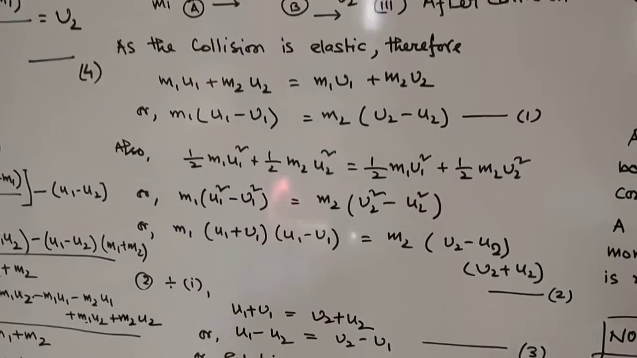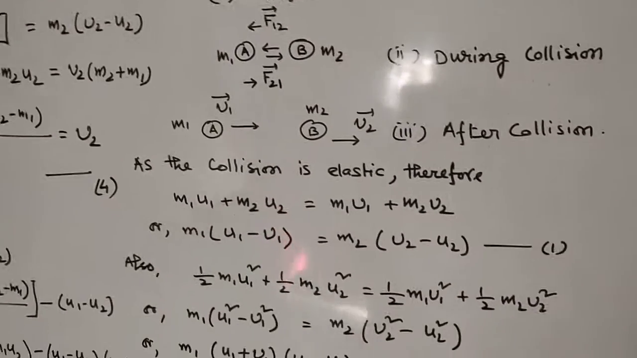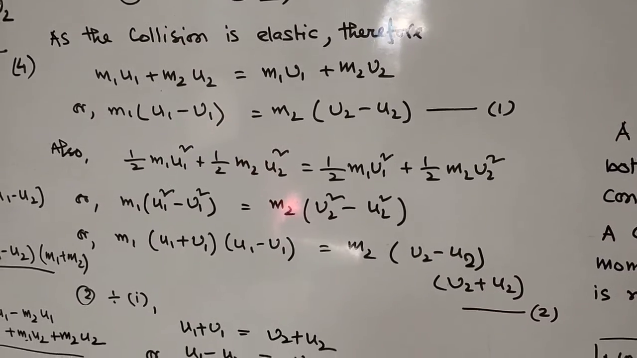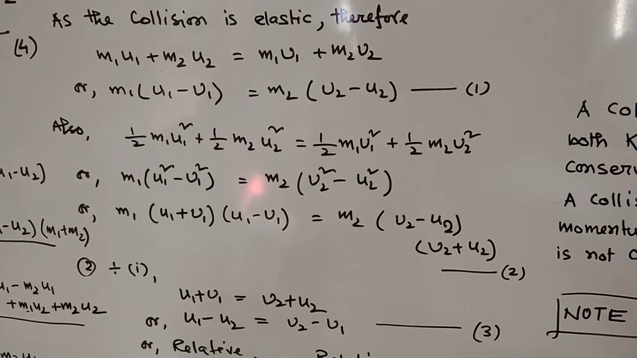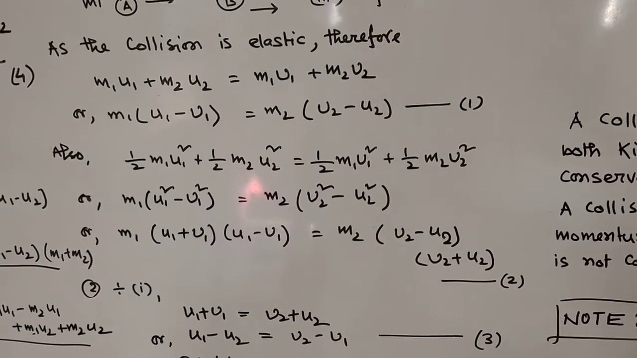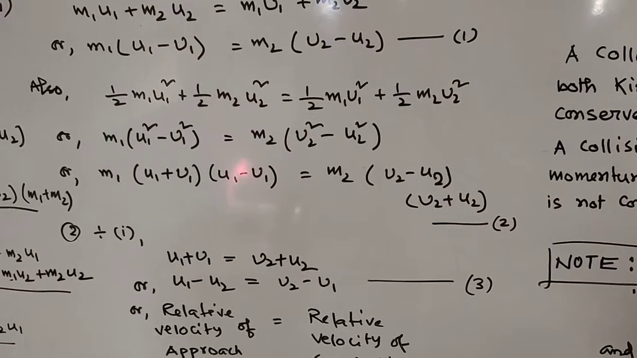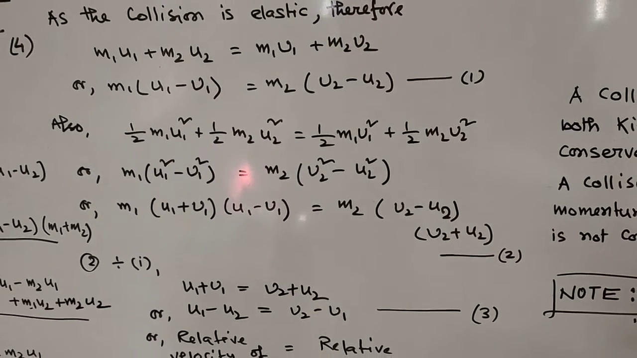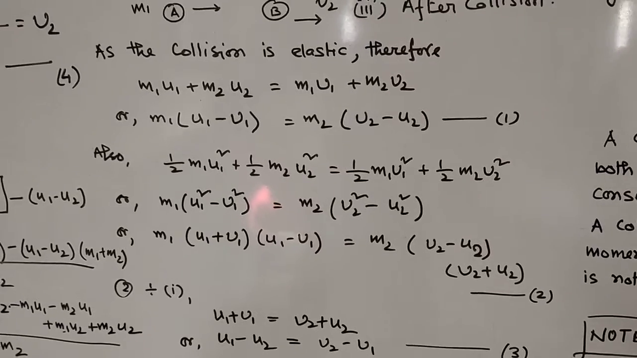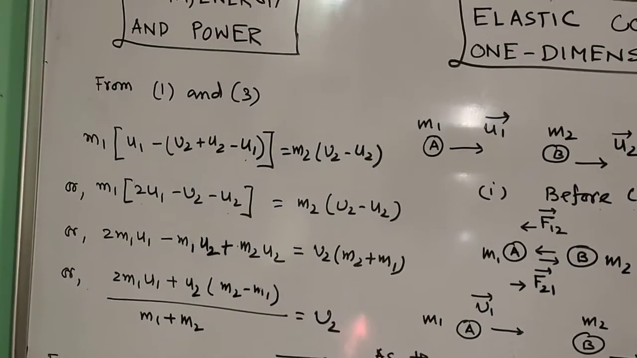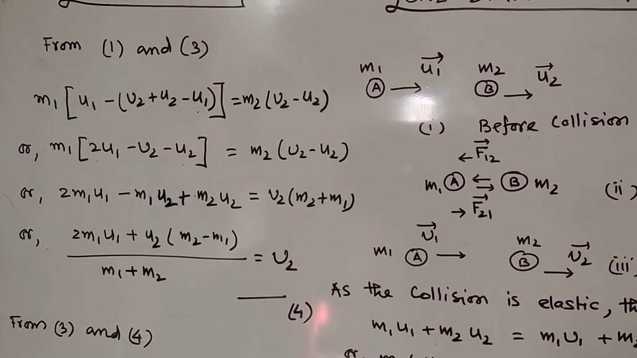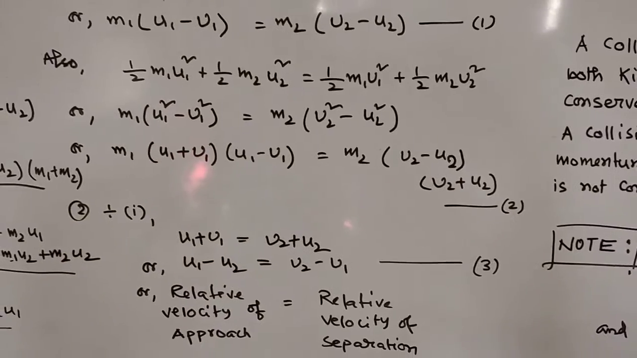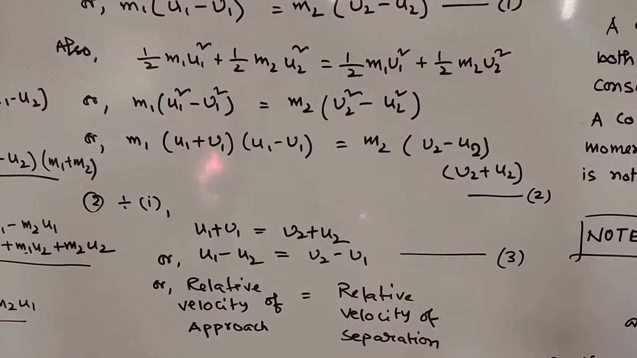Now we are interested in finding the velocities v1 and v2 after collision. To find v1 and v2, we will use equations 1 and 3. If we substitute v1 from 3 into 1, then we will get v2. And if we substitute v2 from 3 into 1, then we will get v1. So here we have substituted v1 from 3, which is v2 minus within bracket u1 minus u2.